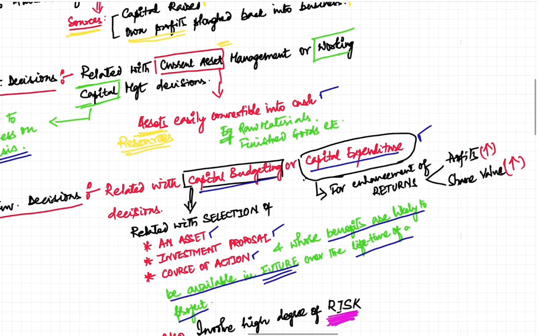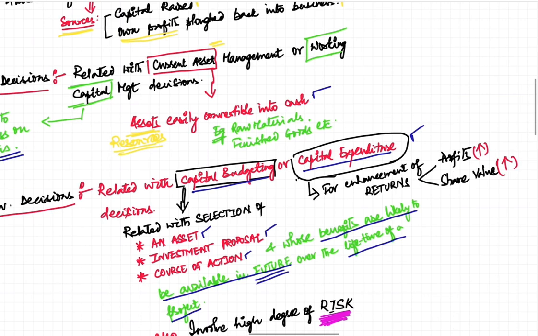Now, capital expenditure means whether you want to buy a land, whether you want to buy a plant and machinery. We do capital expenditure simply for the enhancement of returns, right? Now, returns can be categorized as profits and share value. Enhancement of this arrow indicates enhancement on the higher side, enhancement of profits and share value.